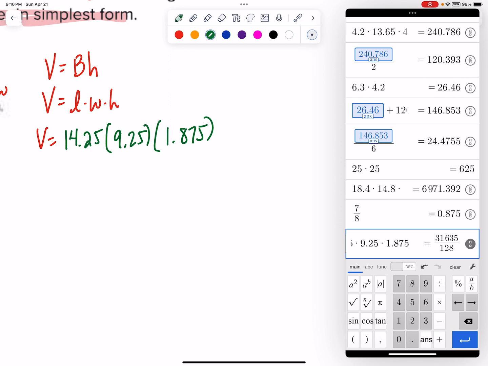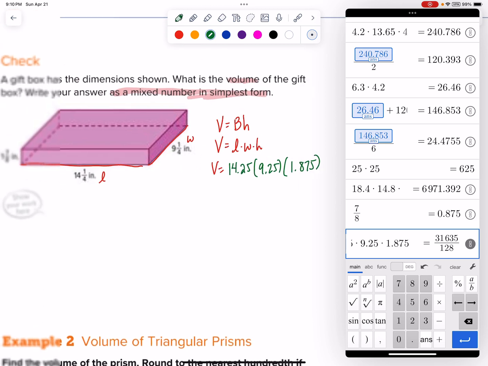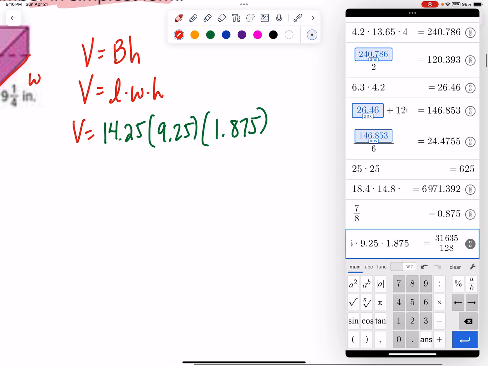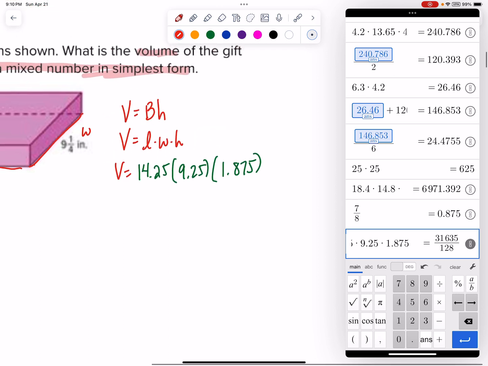So here's the problem with running it in like this: we have 31,635/128. So it's not written as a mixed number, unfortunately. So we're going to have to change it. So maybe it would have been easier to just type it in as a fraction. I'm not sure. We could always try that for the next one.